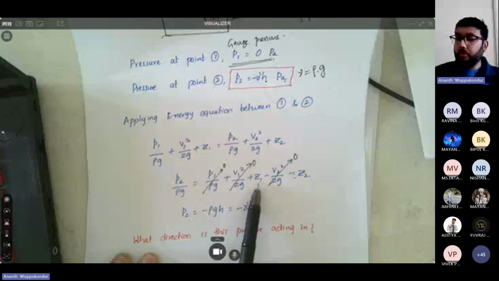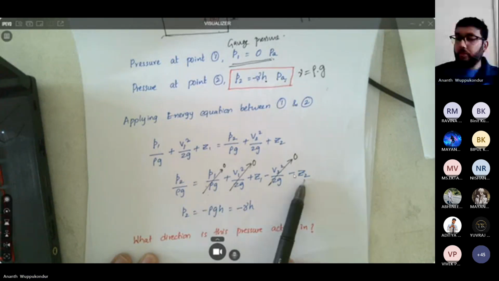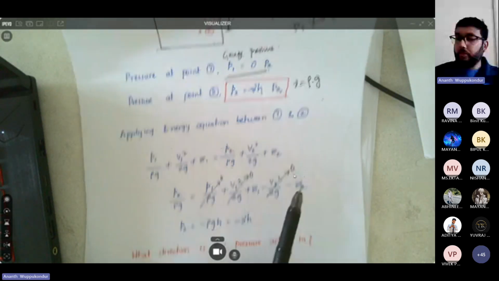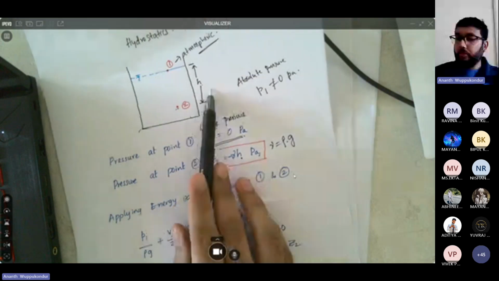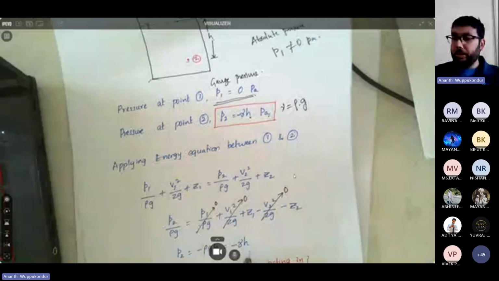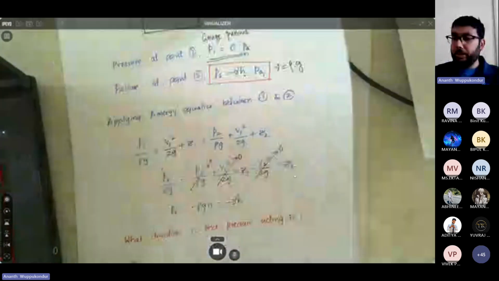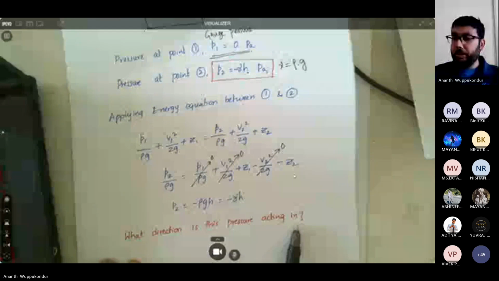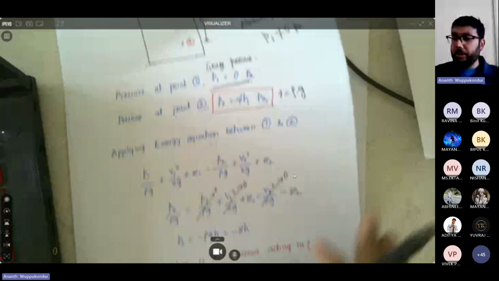Now, what direction is this pressure acting in? The hydrostatic pressure acts equally in all directions. So at point 2, the hydrostatic pressure is going to act equally in all directions. So that's hydrostatic pressure.